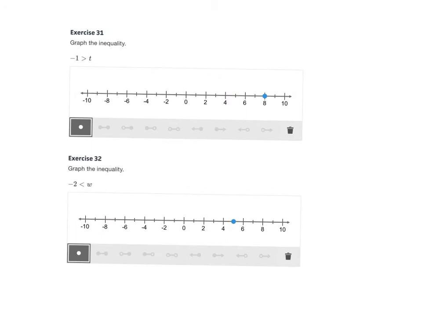Exercise 31, we've got -1 is greater than t. If we flip this, it would be t is less than -1. -1 is going to be our target. This time we're going to have an open circle. The inequality tells us the direction. It's going to go in that direction.